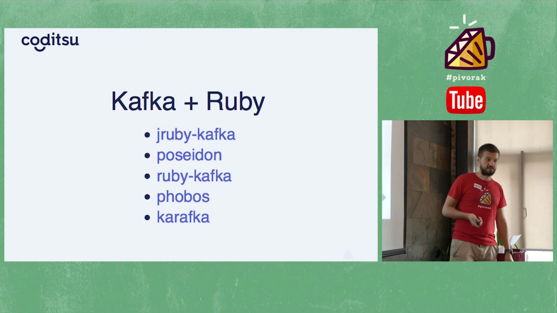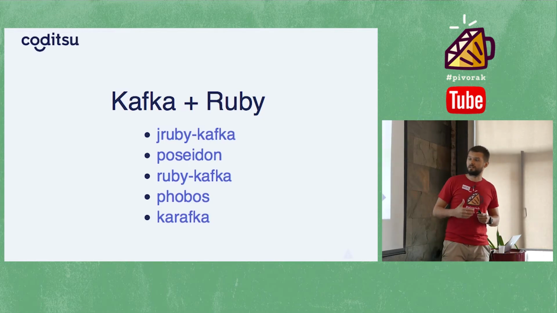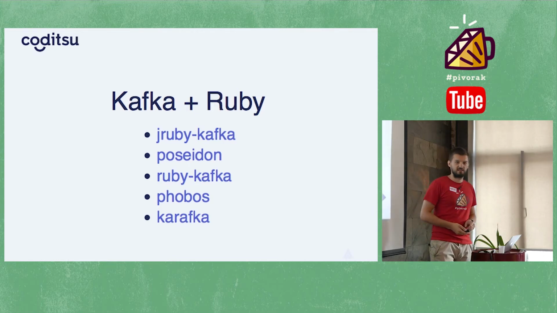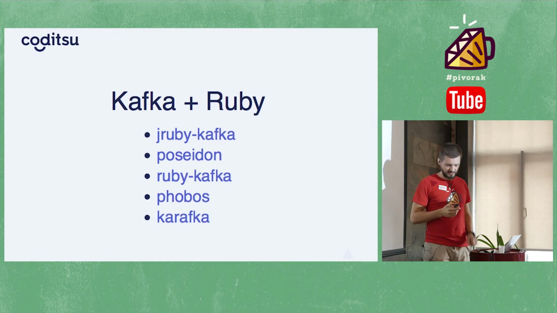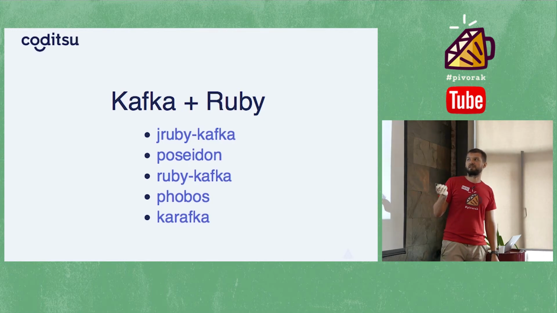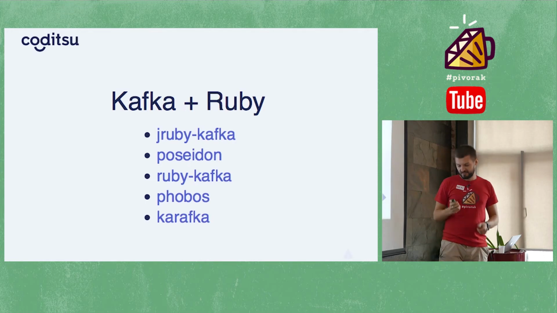Ruby has a long story of working with Kafka. The oldest driver for Ruby is JRuby Kafka for JRuby. And the JRuby driver is basically only a wrapper around the official Kafka team supported Java driver. There used to be a great library called Poseidon, but at some point the guy updated the README with "unmaintained, go somewhere else," unfortunately.